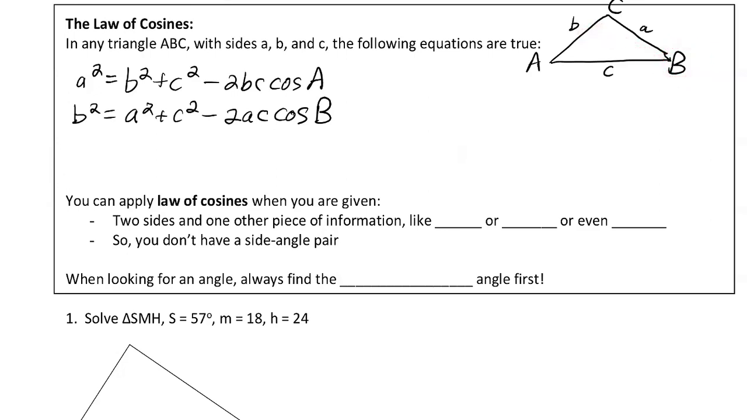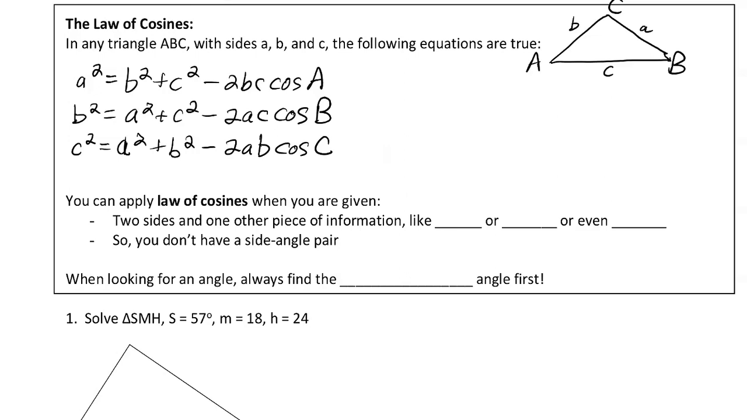And if you haven't guessed yet, we could write one more. We could start with the side C. C squared would be the other two sides, A squared plus B squared, minus 2 times A times B, cosine of, you guessed it, capital C. So all those equations are true. Thankfully, you don't have to use every single one on a triangle. You just have to figure out what angle you know and then base your equation off of that angle.